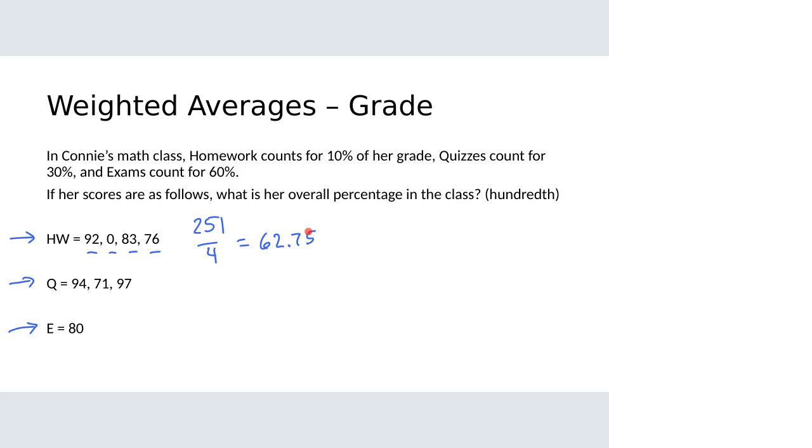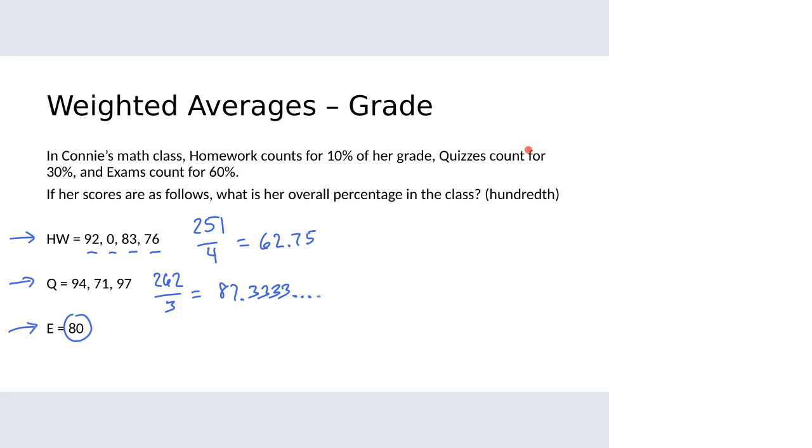For quizzes, we have 94 plus 71 plus 97. That's 262. Here we're dividing by 3, and that's 87.33333333. And for exams, it's just 80. So we don't have to do any calculation there.